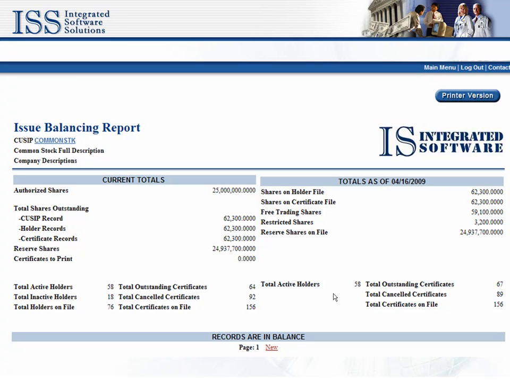The issue balancing report is a tool utilized for your processing that shows you at a glance the actual breakdown and the calculations of your shares. You can see what is authorized, what is outstanding, and the outstanding is made up of various records behind the scenes, and all these must balance in order for you to be in sync. The right-hand portion of this particular report can be run as of, and again you can see the number of holders and outstanding canceled certificates that you would have on file at any given point in time.